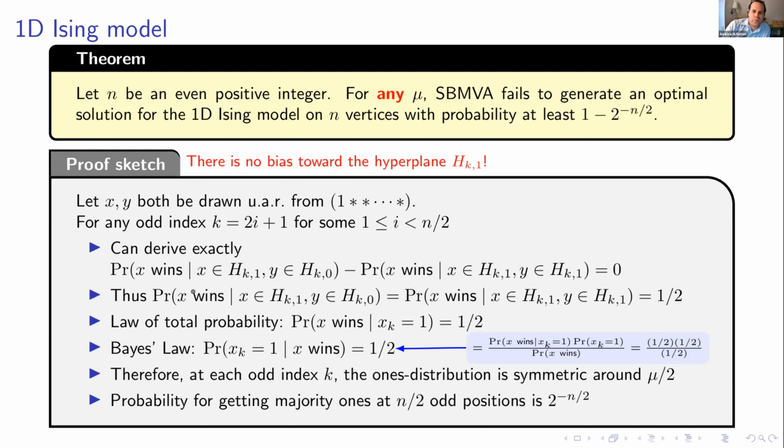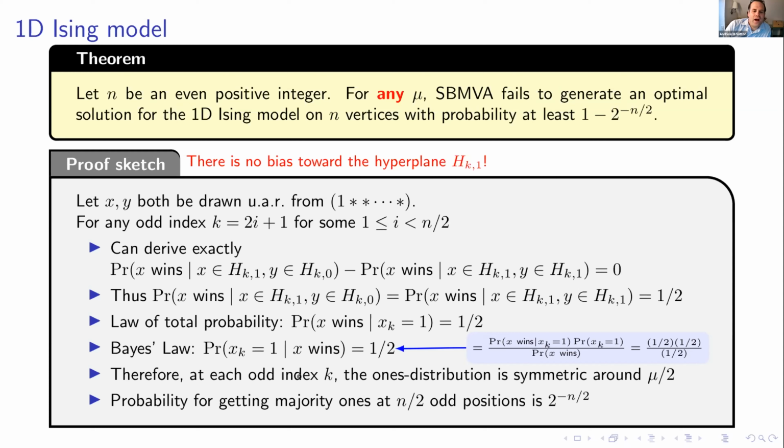We also used some counting arguments to show that these two things are exactly equal. So the probability x wins, given that they came out of different hyperplanes, is equal to the probability x wins, given that they came out of the HK1 hyperplane, and that equals 1/2. Applying the law of total probability, we can show that the probability x wins, given that its kth position is 1, is 1/2. And applying Bayes' law, we can just plug this in: the probability that xk equals 1 is 1/2, the probability it wins is also 1/2. And so this means that the probability that there's a 1 in the position of the winner is exactly 1/2.